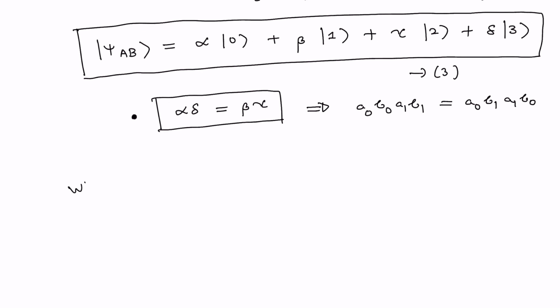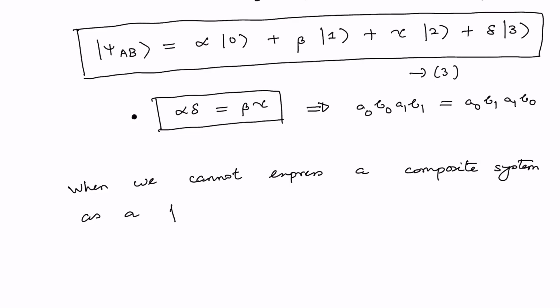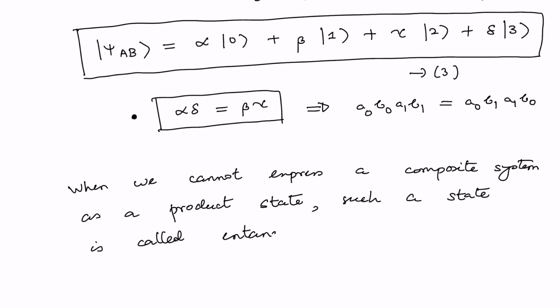That means when we cannot express a composite system as a product state, such states are called entangled states. Let me give you some more examples.